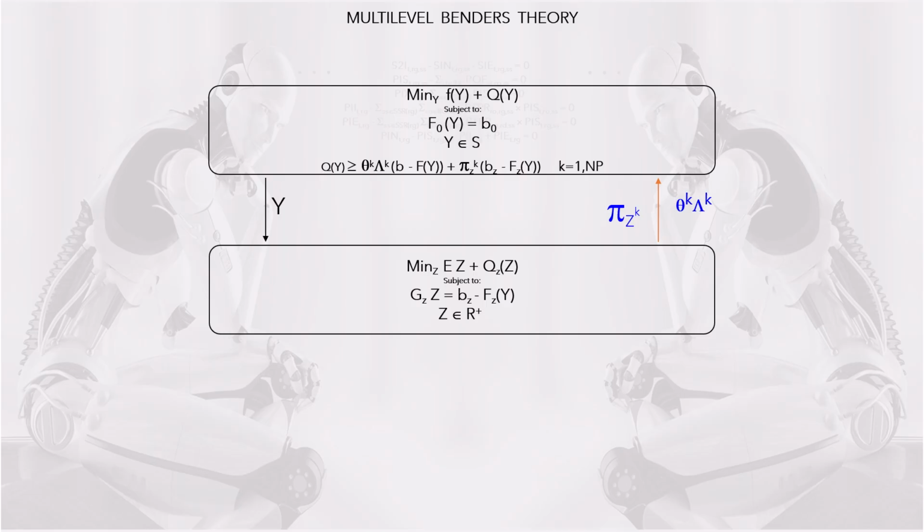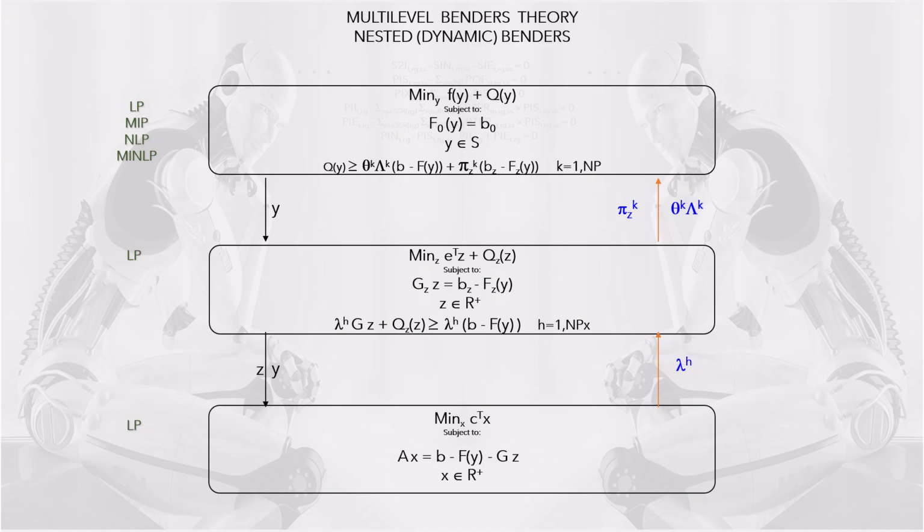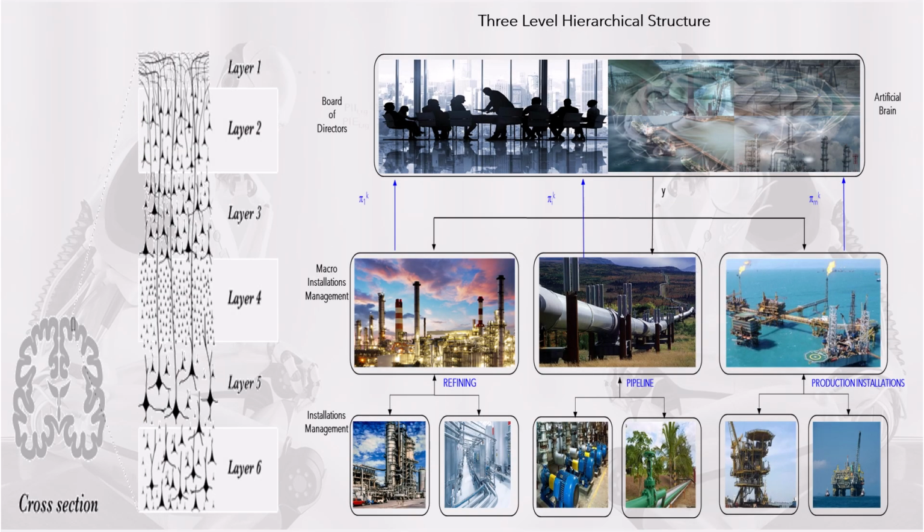Multi-level theory is based on the application of standard Bender's theory, in which the problem is divided into two. Bender's theory is applied again to the subproblem, and so on until it reaches the lower level of the system, that is, the atom of the system. This diagram shows a three-level structure, the result of partitioning and decomposition of a system, using multi-level Bender's decomposition.